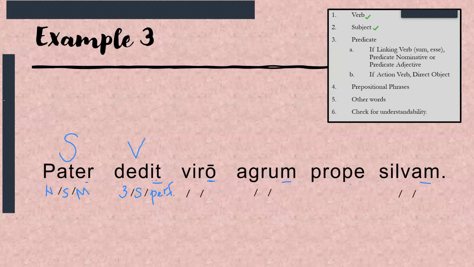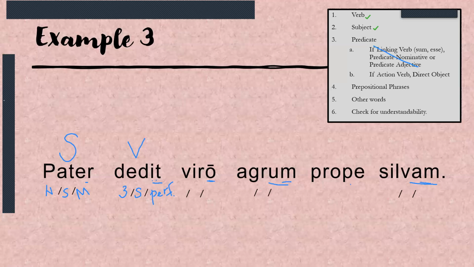Now let's go look for the predicate. Is this a linking verb? Is it sum, es, est, sumus, sunt, some version of sum? No, it's an action verb. It's to give. It's dare. So we're going to go look for a direct object in the accusative case. And if we look at our charts, we're going to see that those accusative case choices would be as, or a. Well, I see 2 that could be here.